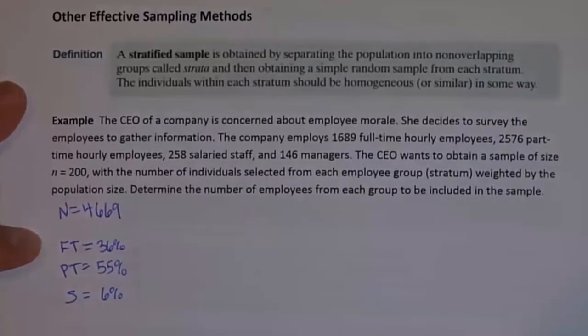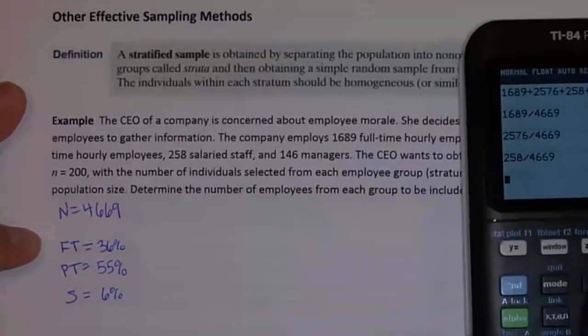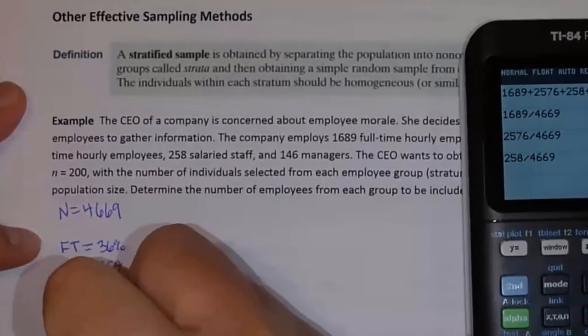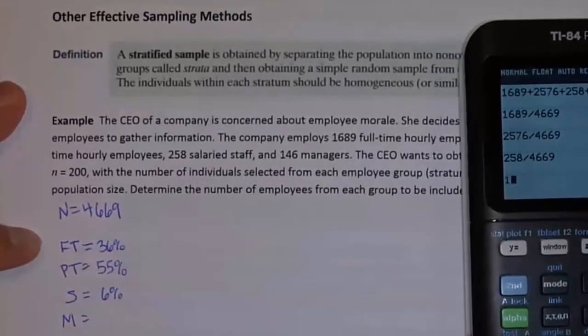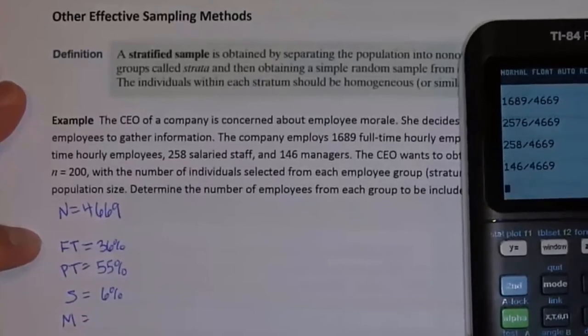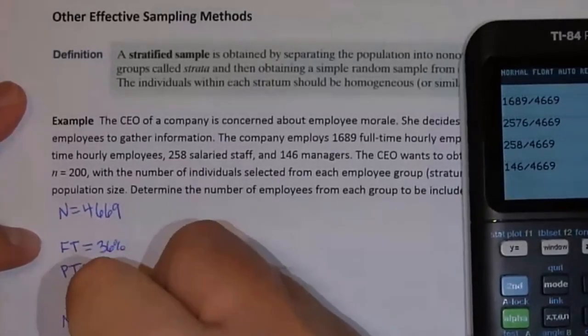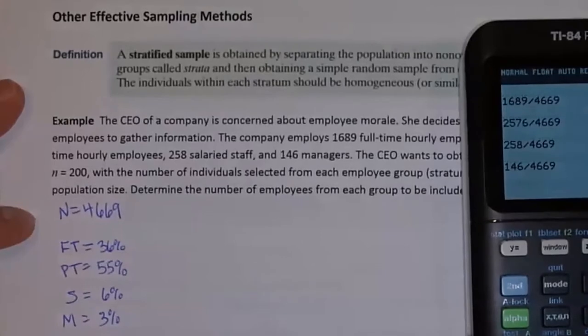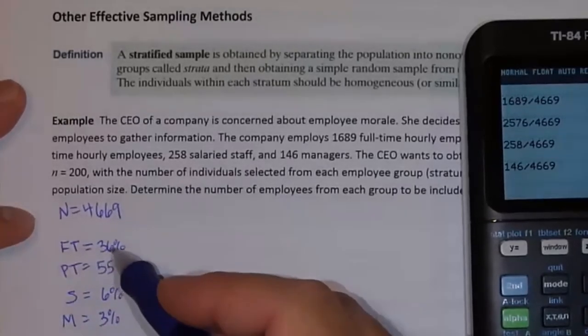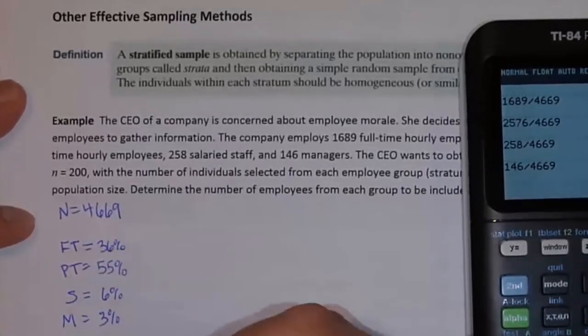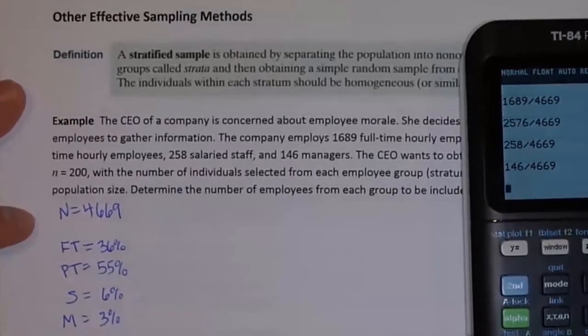And if I have 146 managers, we'll put an M for managers. So 146 out of the 4,669, that is about 3%. 3% are managers. And unless rounding messed me up here, that should add up to 100%. And it looks like it does.